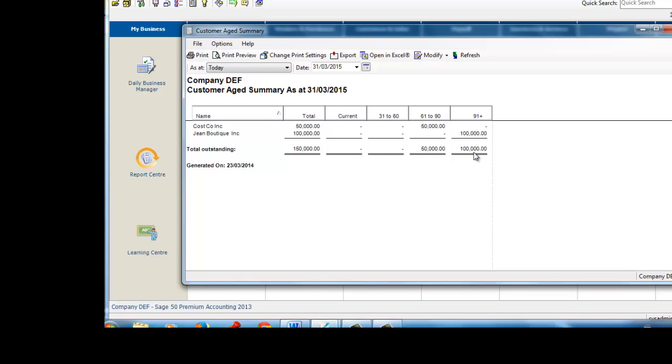So 10% times 100,000 is $10,000. And 5% of our risk of 50,000 is 2,500. Our new allowance for doubtful accounts is 12,500. I will provide you with an Excel spreadsheet to demonstrate this, and I'm going to do that right now.